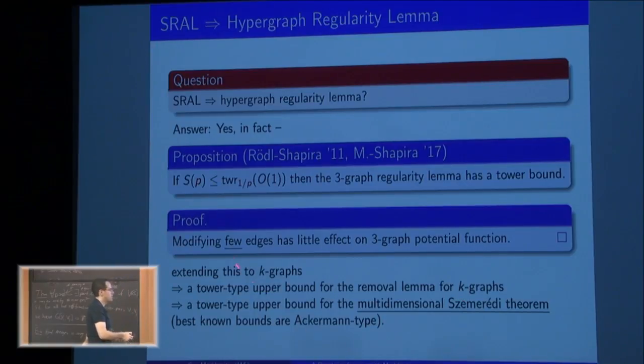But the point is that if this assumption is true, if you can get a triple exponential upper bound for SREL, then you can get a tower type bound for what's known as the multidimensional Szemerédi theorem, which is a statement about multidimensional arithmetic progressions, a very general statement. And the best bounds that we have here are not even primitive recursive. So if we prove that the SREL has a triple exponential upper bound, then we have the first proof of, say, a tower bound for the multidimensional Szemerédi theorem, which would be big news.